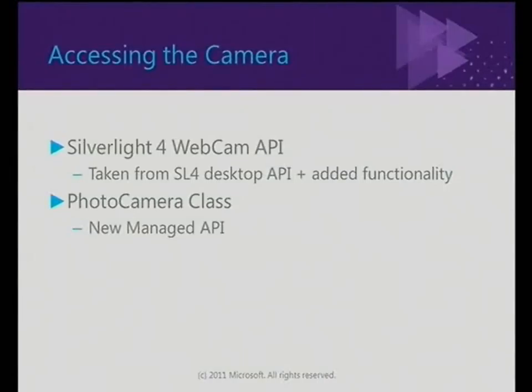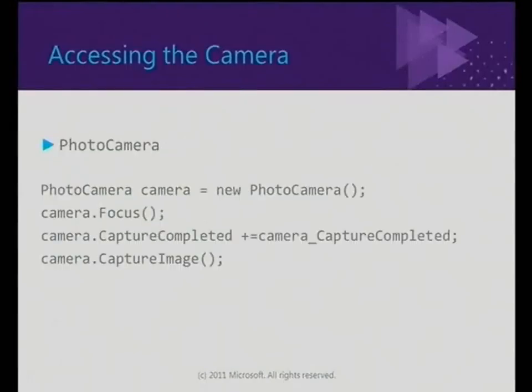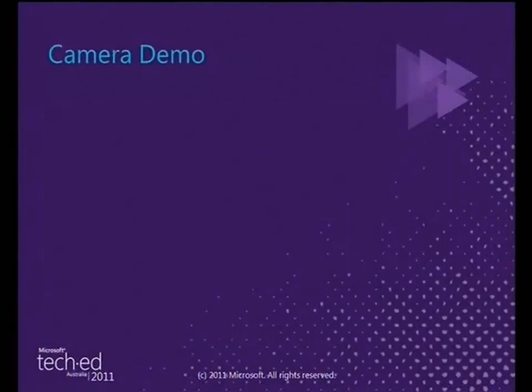And we've got a new managed API, the photo camera class. Accessing the photo camera class takes 3 lines of code: new up an instance, focus the camera, when it's completed, wire up your completed event, and capture the image, basically. Pretty simple. And we'll do a quick walkthrough of what it is now.